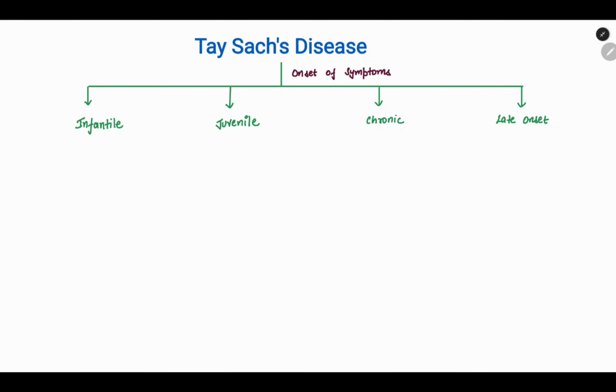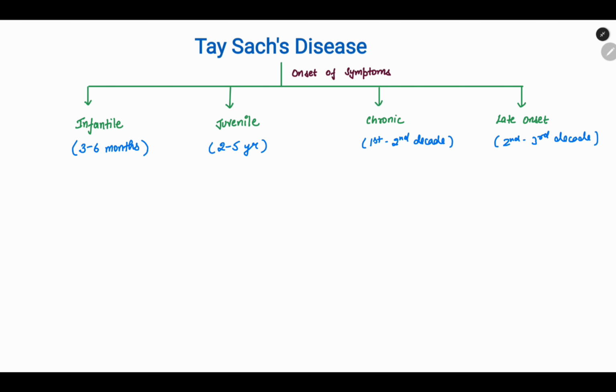Now talking about the onset of symptoms in Tay-Sachs disease, we can divide it into infantile type, juvenile type, chronic type, and also late onset of the symptoms. In the infantile type, the onset of symptoms occurs at 3 to 6 months. In the juvenile type, the symptoms take around 2 to 5 years. In the chronic type, it occurs in the first to second decade of life. And in the late onset, it occurs in the second to third decade of life.